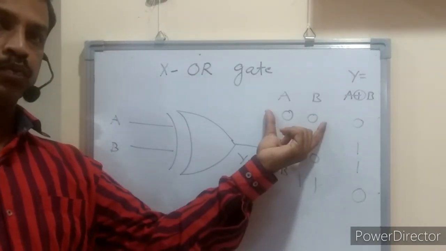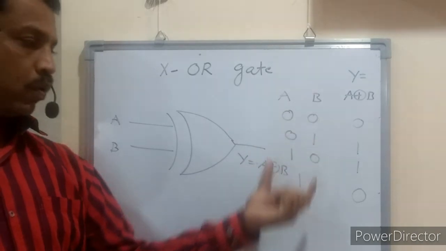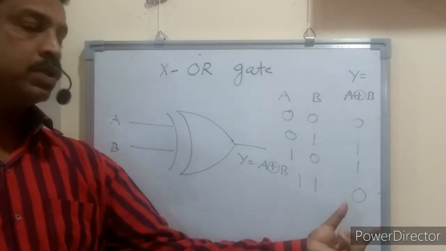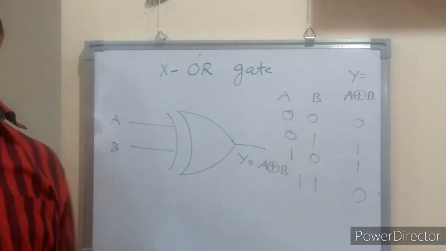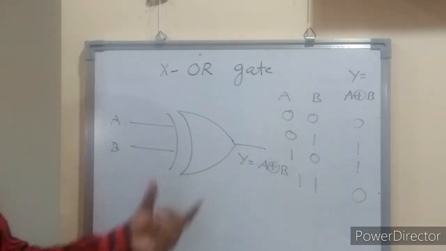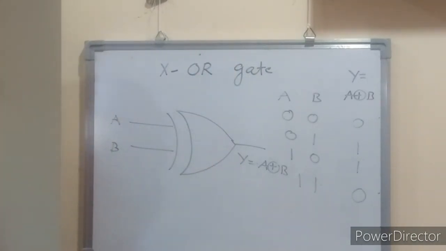When both the inputs are the same, it may be 0 or 1, then the output is 0. So such type of logic gate is known as XOR gate. This is the logical symbol of XOR gate.